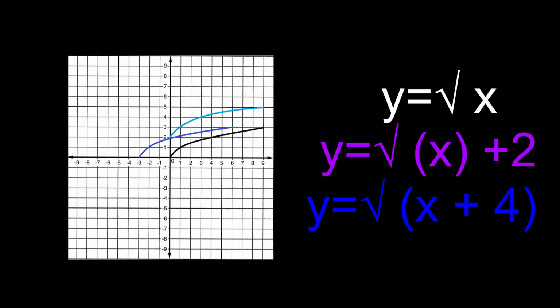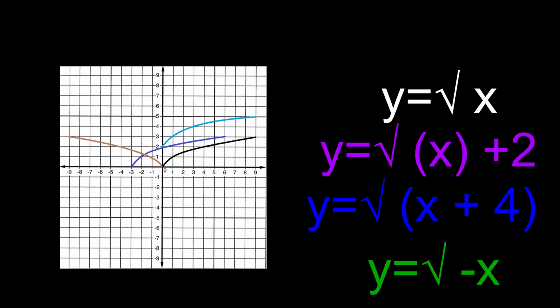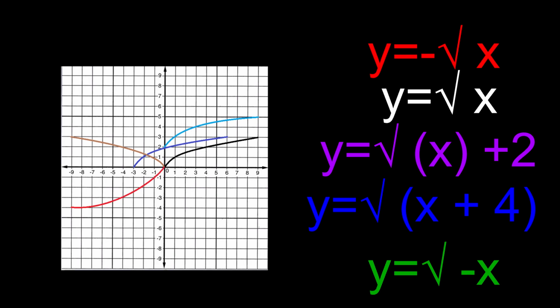Now, if we were to flip it across the y-axis, we would have to flip the signs under the radical, so we can get y equals square root of negative x. Now, if we want to flip it across the x-axis, we would have to change the signs on the outside of the radical, so we can do y equals negative square root of negative x.